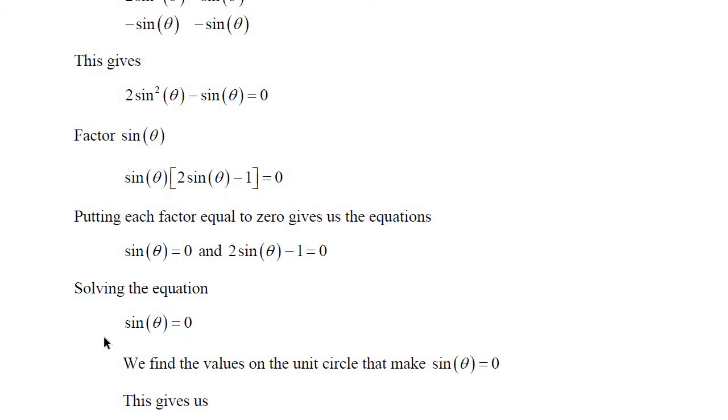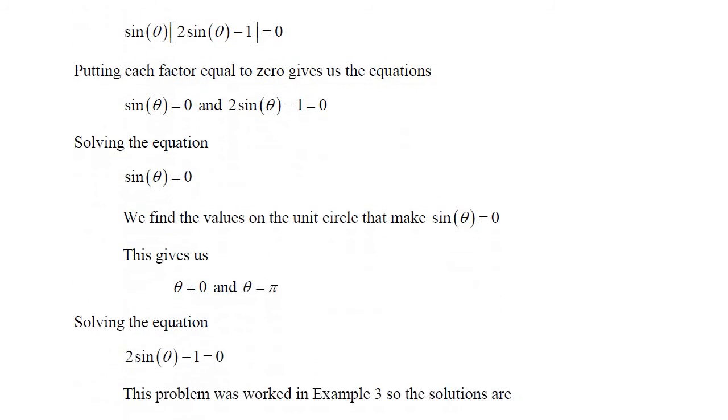So let's solve this first one. Solving the equation sine theta is equal to 0, we need to find values on the unit circle that are going to make sine theta equal to 0. And there's two places where that's going to happen. Theta equal to 0 and theta equal to pi.